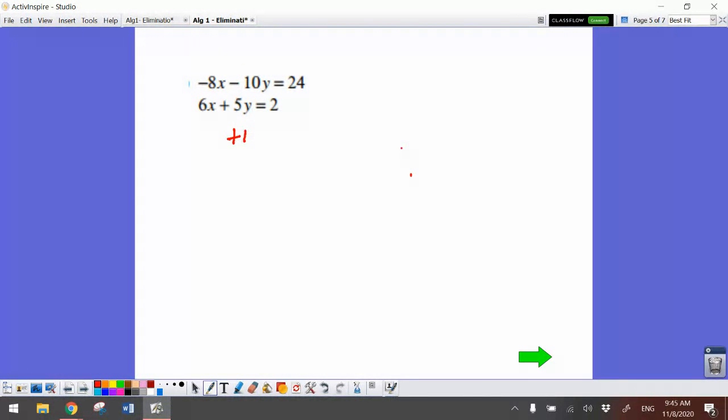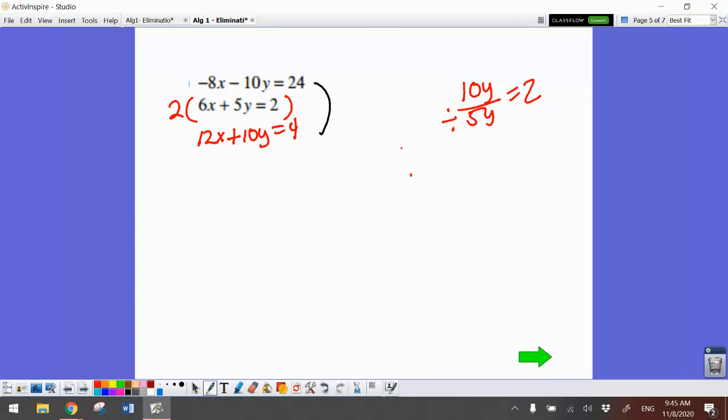So what I need is a positive 10. So if I have a 5y, how do I know what to multiply by? Well, it's going to be division. So you're going to take 10y and divide by 5. What is 10 divided by 5? Well, that's 2. So that tells me I need to multiply by 2. So 2 times 6 is 12. 2 times 5 is 10. And 2 times 2 is 4.